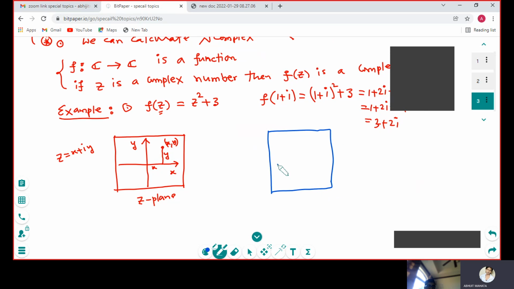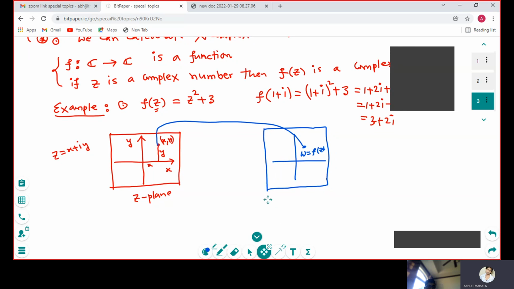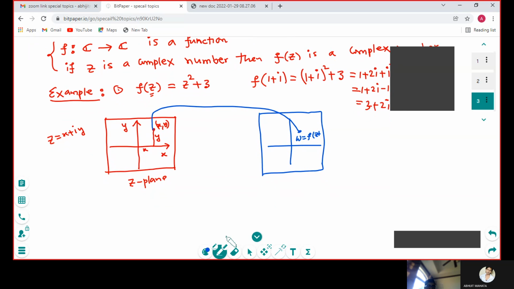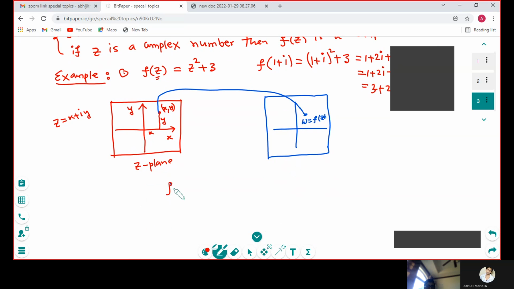Because the output is also a complex number, right? So here z may be some place here. Let's say w equal to f of z. Any complex valued function you can write as a real part and an imaginary part. For example, the previous function f of z we took was z square plus 3. If you take that function f of z equal to z square plus 3.